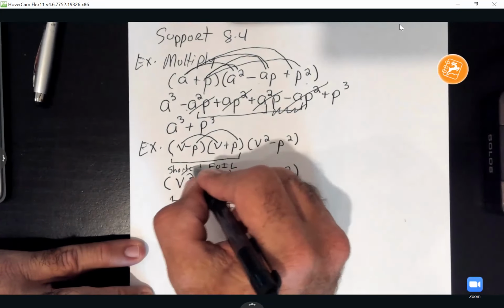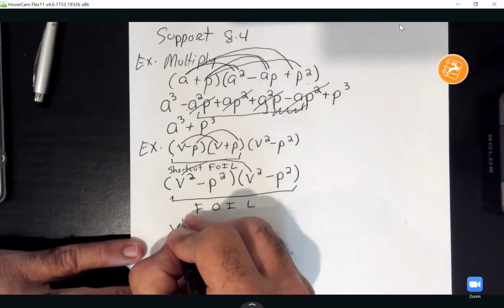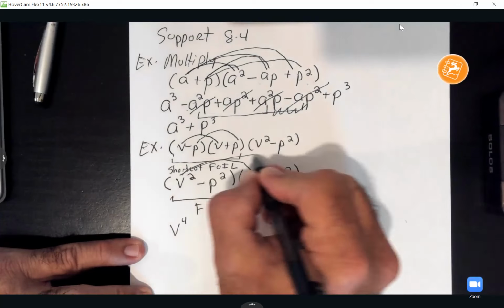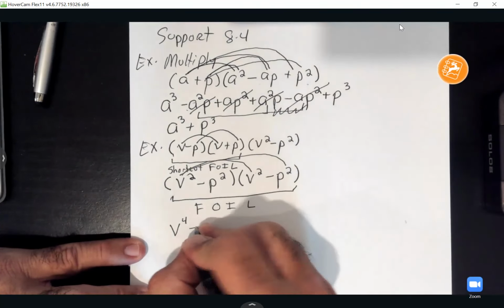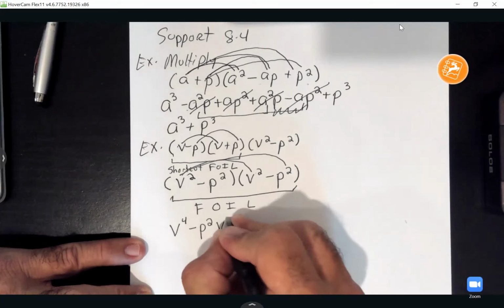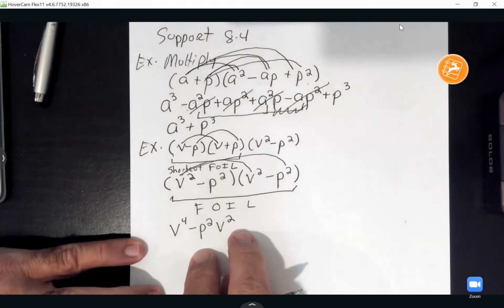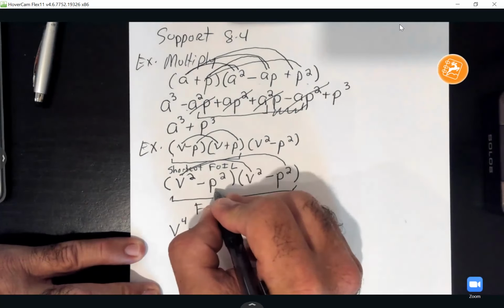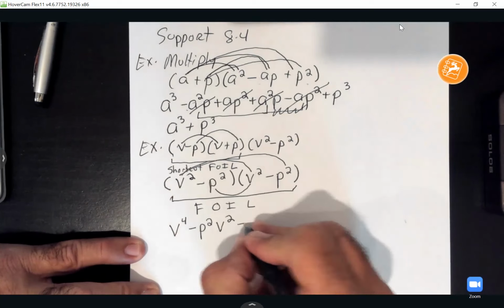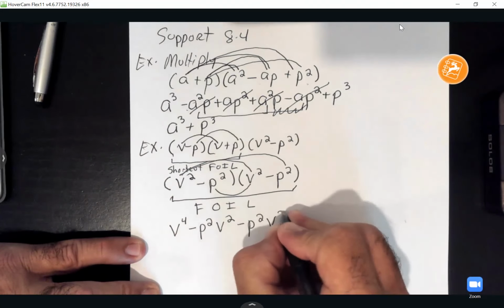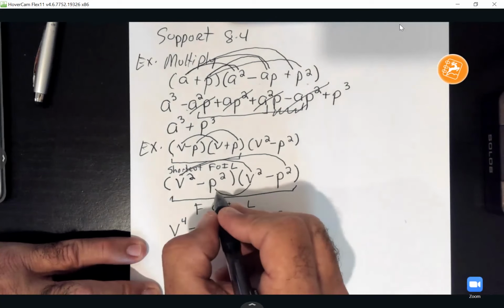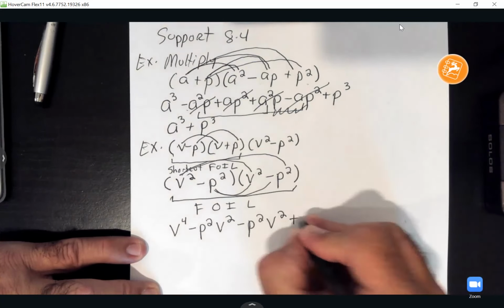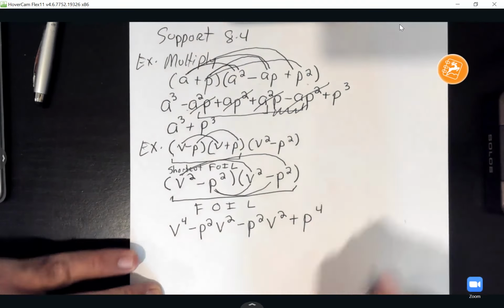All right, let's go. V squared times V squared is a V to the fourth. All I'm doing is adding exponents. The V squared times P squared is a negative P squared V squared. Once again, I'm just keeping mine in alphabetical order. Then I do the negative P squared times V squared. I get a negative P squared V squared. And y'all look here at the end. A negative P squared times a negative P squared is a positive P to the fourth.